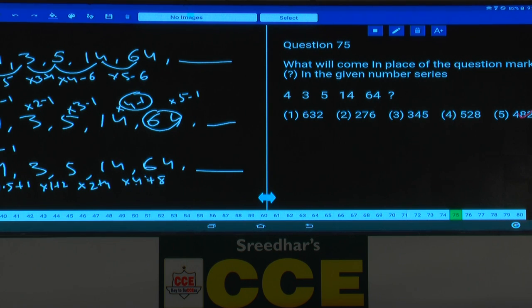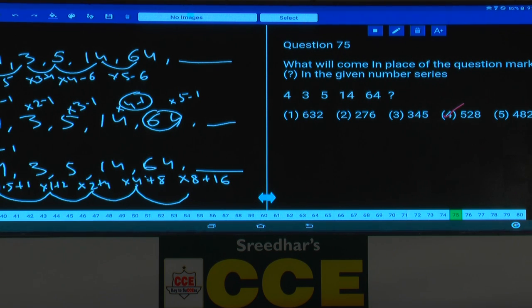8. Now 0.5 into 2 is 1. 1 into 2 is 2. 2 into 2 is 4. 4 into 2 is how much? 8. Now 64 into 8. 64 into 8 is how much? 64 into 8 plus 16. 4 into 8, 32 plus 16 is 48. The last digit is 8. The last digit among the given numbers, 8, is given in choice 4. Now question number 75, it is choice 4. Done with this, then next one.